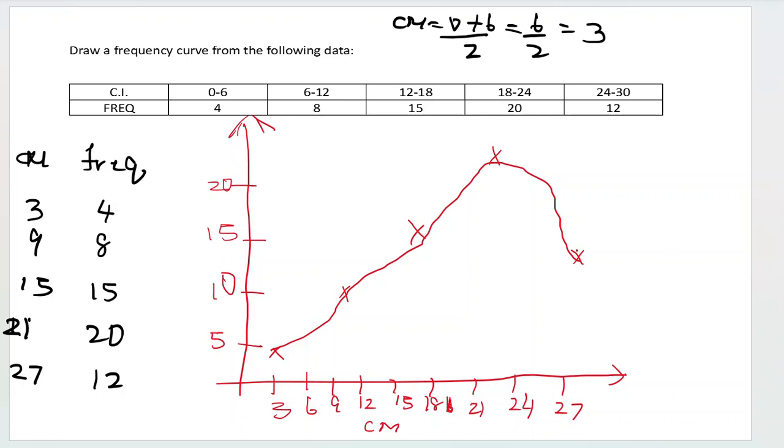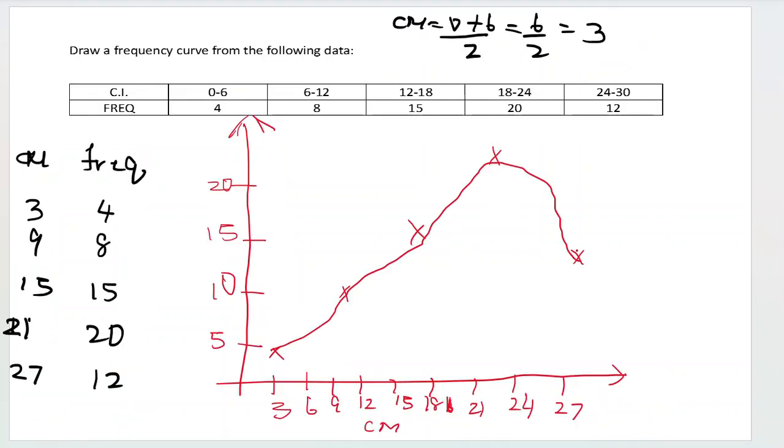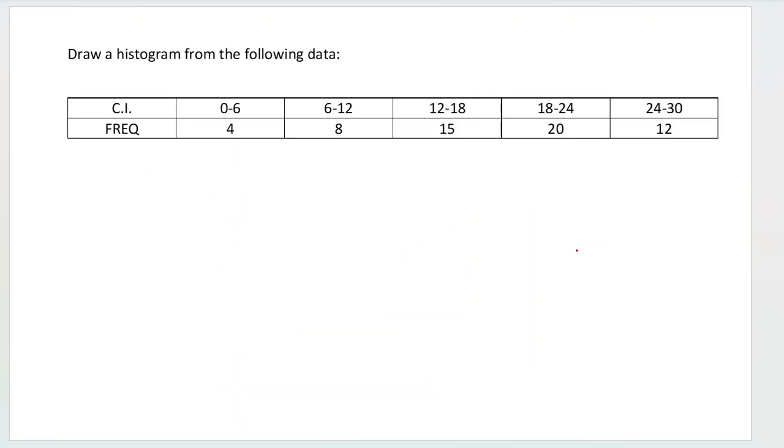So in a frequency polygon, we put class mark with frequency, we add two additional end cases, then we plot class mark with frequency and join the points using straight lines. Whereas in a frequency curve, we plot class mark with frequency. We don't take the additional end cases. Then we draw a curve of class mark with frequency and we join the points using a freehand curve. Now, the next problem arises: draw a histogram for the following data.